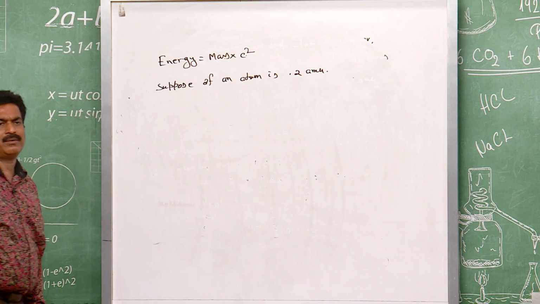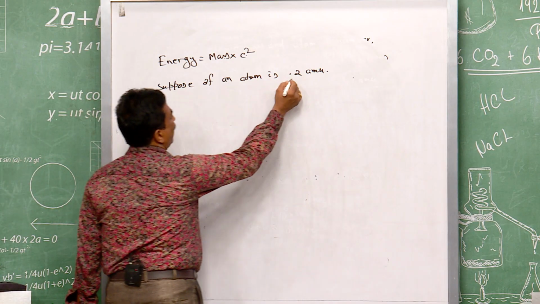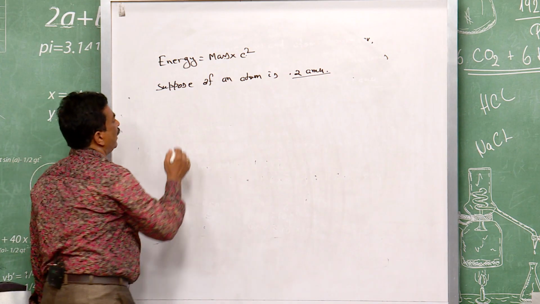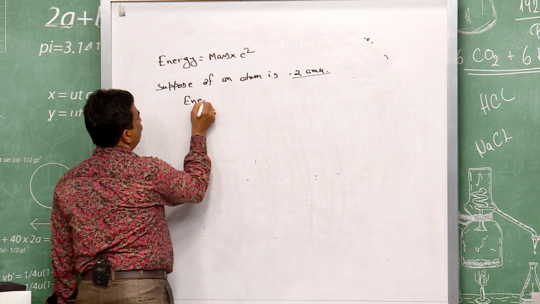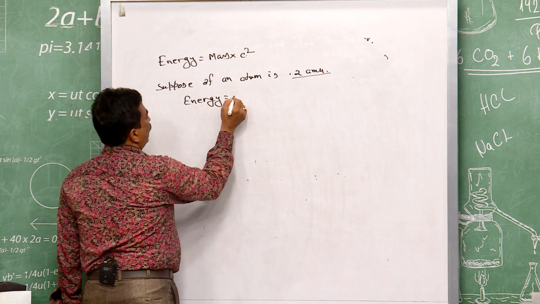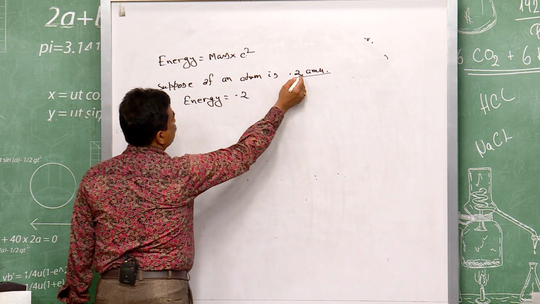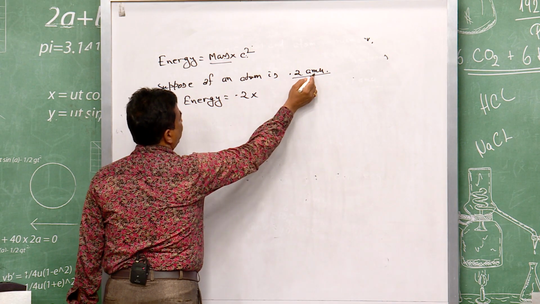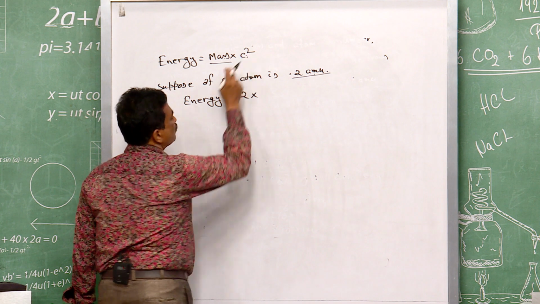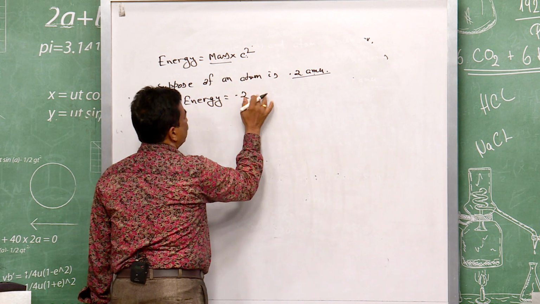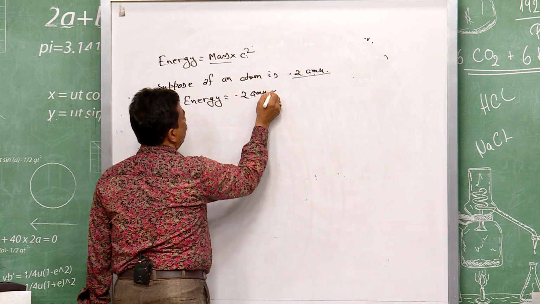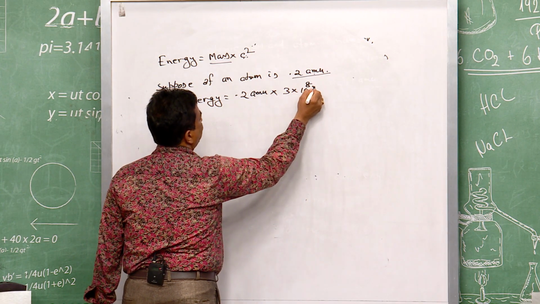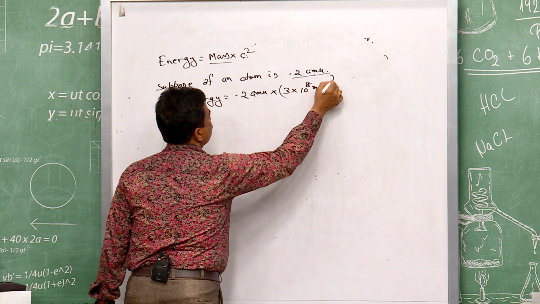Suppose the mass of an atom is 0.2 u. If the mass is 0.2 u, that mass will be converted to energy. So that energy will be the mass, 0.2 u, into c squared, where c means the velocity of light. So E equals u into c squared, with c equal to 3 into 10 to the power of 8 meter per second, squared.